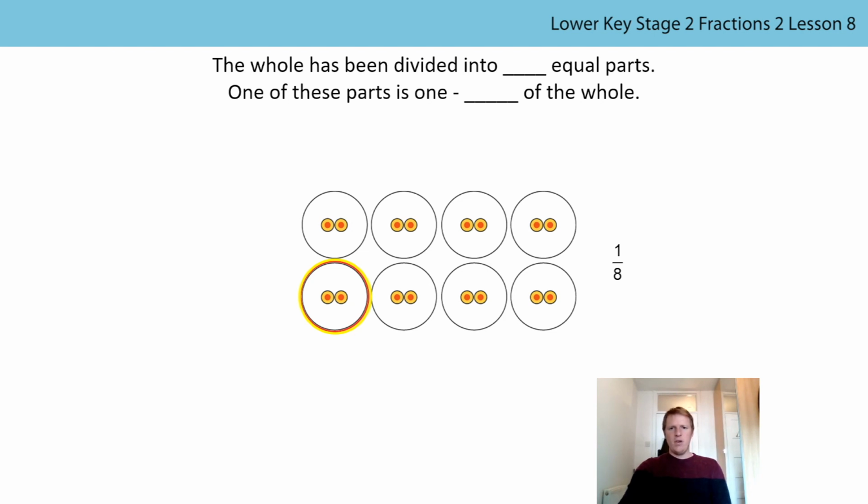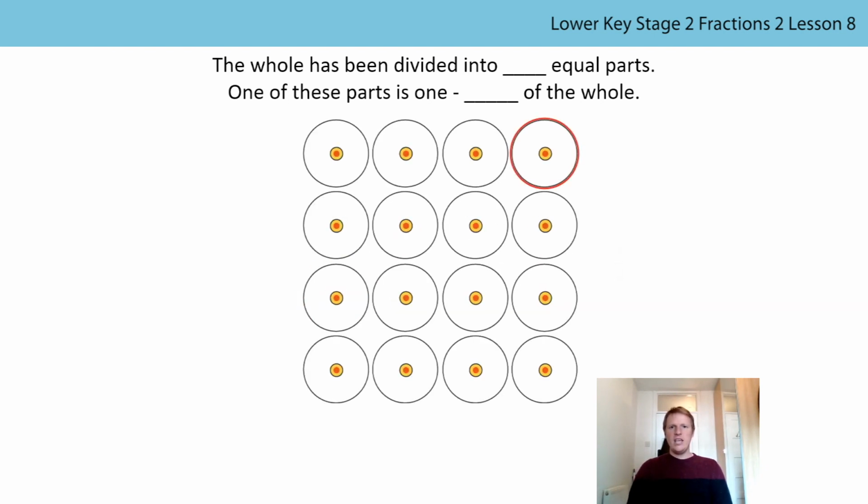Any more ways? I think there's one more. Here I've taken my 16 counters. I can see there is one counter in each group. That must mean there's 16 groups. 4 times 4 is 16, so yep, there's 16 parts in total. Let's say our sentence together. The whole has been divided into 16 equal parts. One of these parts is 1/16 of the whole. That's written as 1 as our numerator and 16 as our denominator.